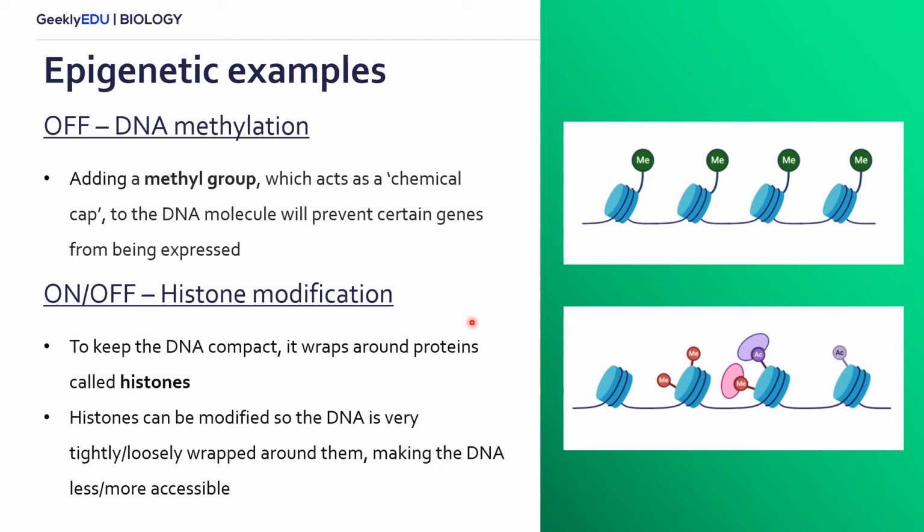The other really popular example of genes being turned on or off is histone modification. So as I mentioned just now, the DNA wraps around these histone proteins to make it more compact in the cell. And we can add different chemical tags to the histone, which will make the DNA wrap either very tightly or very loosely around the histone. And if it's very tightly wrapped, then the DNA is less likely to be read. And once it's made more loose, then it makes the DNA easier to read, and so it'll be more expressed in the body.